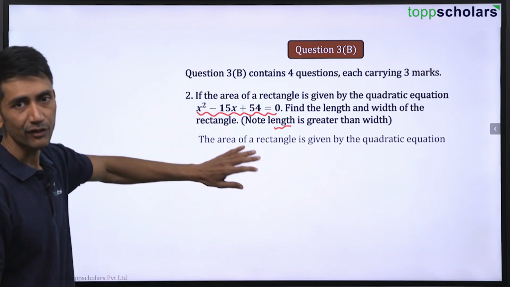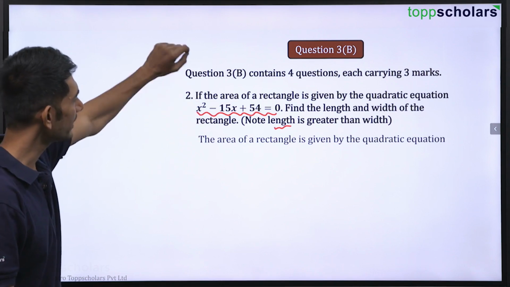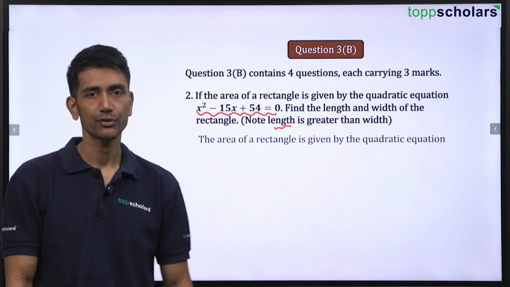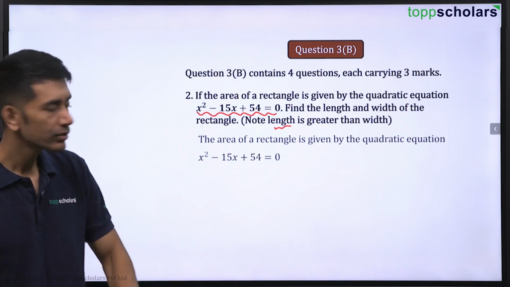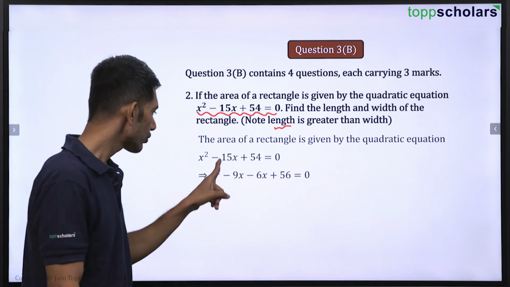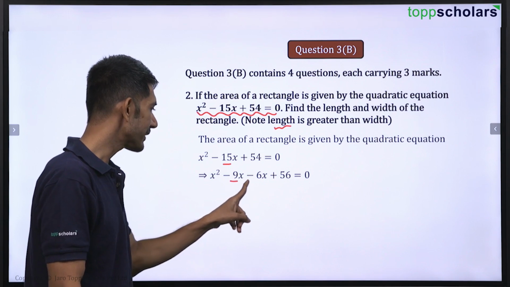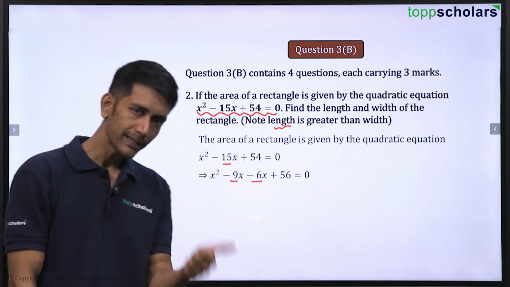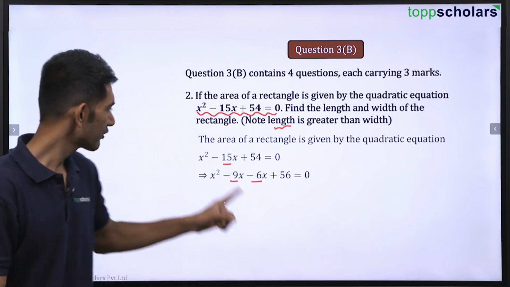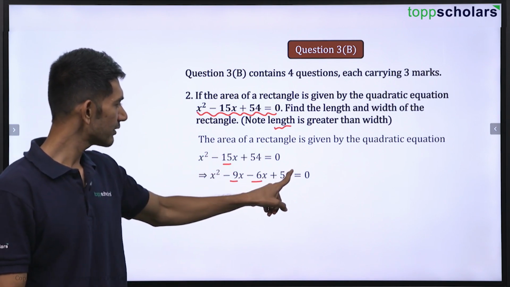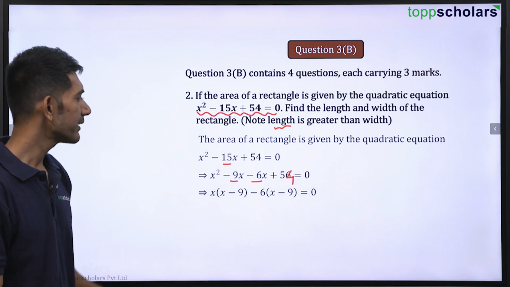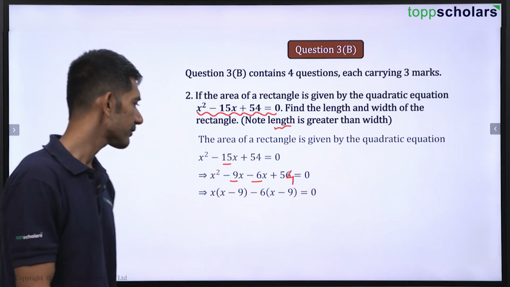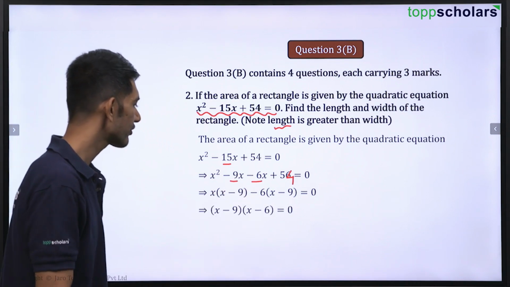Okay. The area of the rectangle is given by x² − 15x + 54 = 0. That means a quadratic equation is already given to us. What we can do is split the middle term. So −15 can be written as −9 − 6, because −9 − 6 is −15, and this is +54. So take x common, you get x − 9, −6 common, x − 9. So you get (x − 9)(x − 6) = 0.